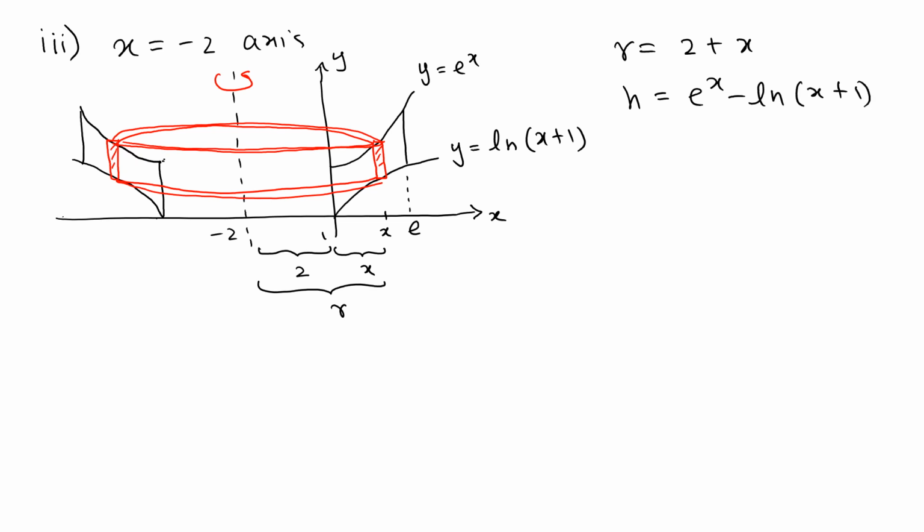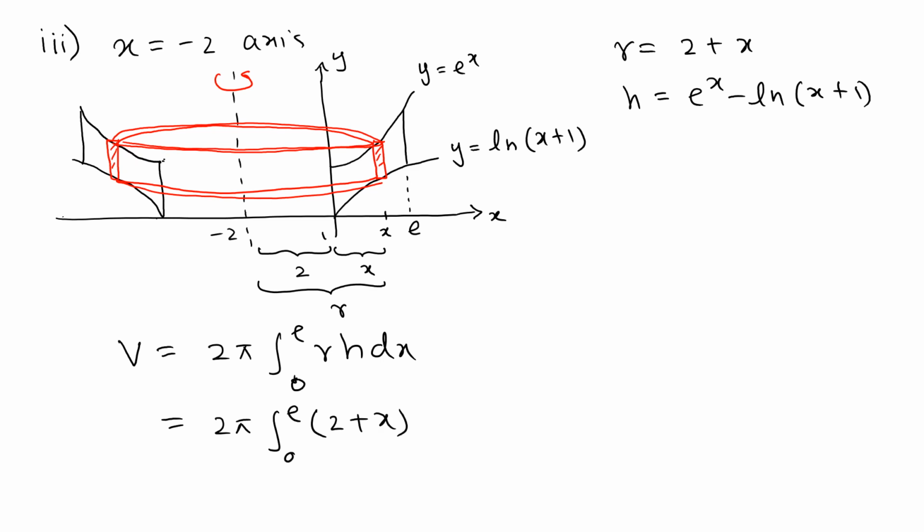So now we have everything we need, and we can write the formula. The volume is 2 pi integral from 0 to e of r h dx. If you plug in, you get 2 pi integral from 0 to e of (2 plus x) times (e^x minus (ln x plus 1)) dx. Once you distribute it, you can do this using integration by parts. I'm going to skip that part, because it's going to be really lengthy.